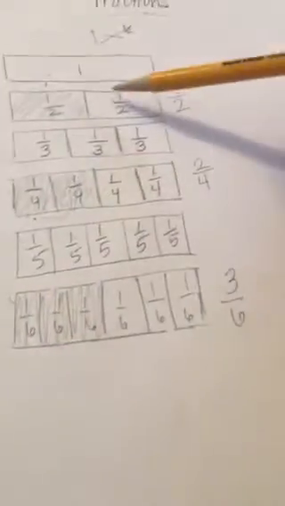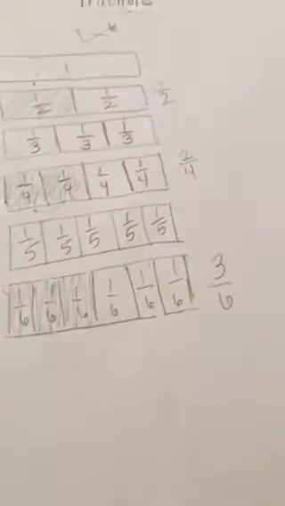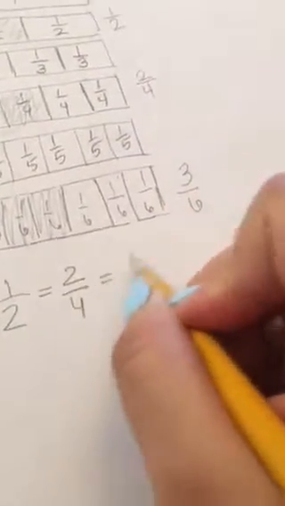Now I'm noticing that this piece together, these two together, these three together are all equal to each other. That means if we came together, this would still be half of my candy bar. If these two friends came together, this would be half of the candy bar. So now I know that 1/2 is equal to 2/4 is equal to 3/6.